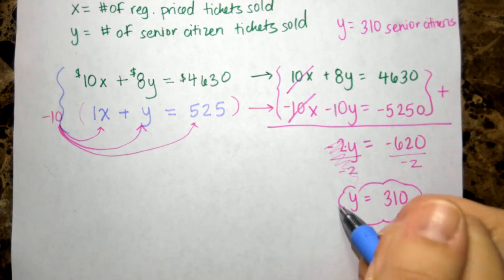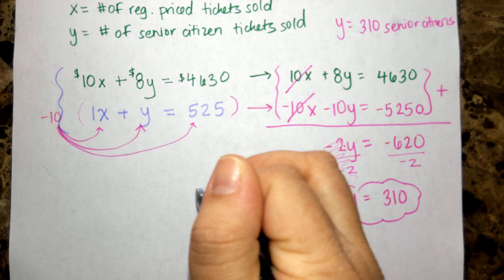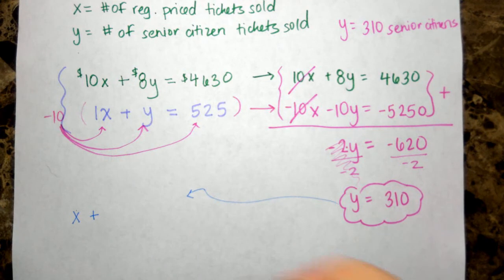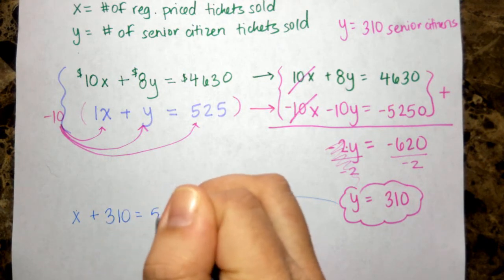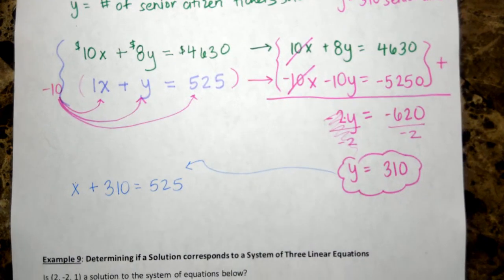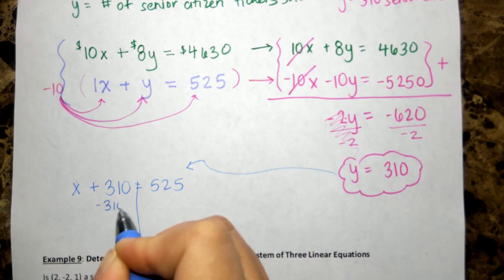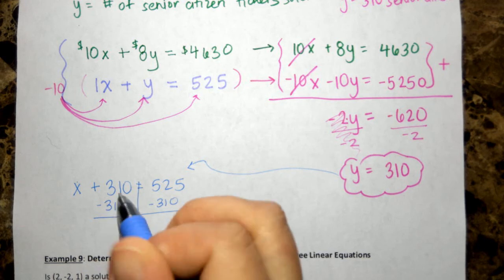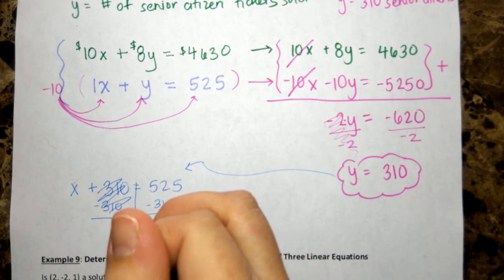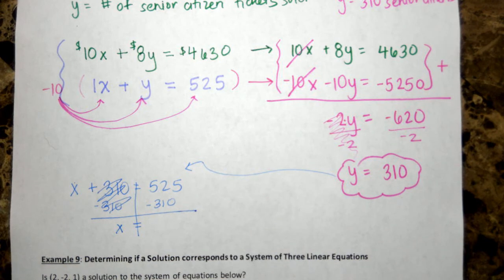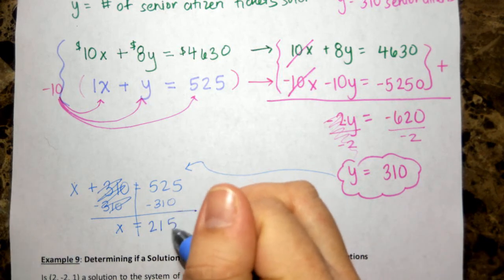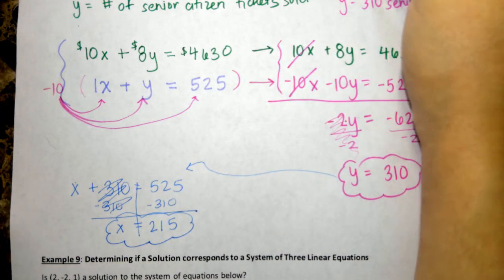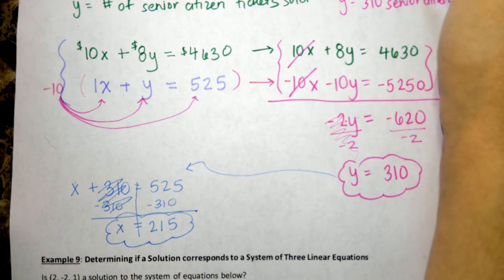So I'm going to take this answer. X, which we don't know what x is, plus y, which we just said y was 310, equals 525. And I'm just going to solve for x. Subtract 310 from both sides. 310 minus 310, that'll just equal 0. And we have x equals 525 minus 310, which is 215. And that means that we had 215 regular priced tickets that were sold.